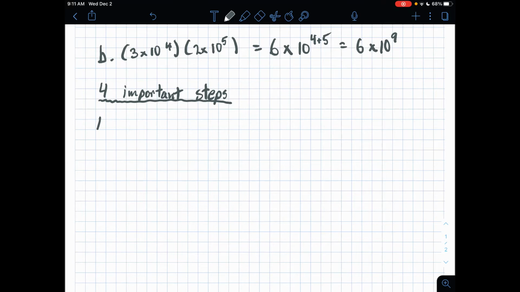Four important steps. So the first one is all non-zero digits are always significant. I'll just write sig for short. So non-zero digits are always significant. So any number like 1, 2, 3, all those numbers, they're all significant.